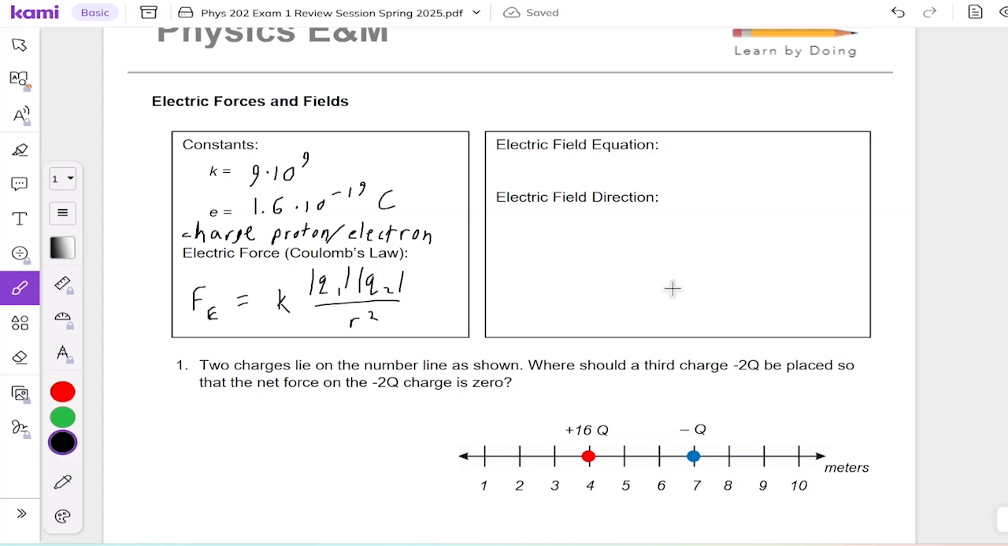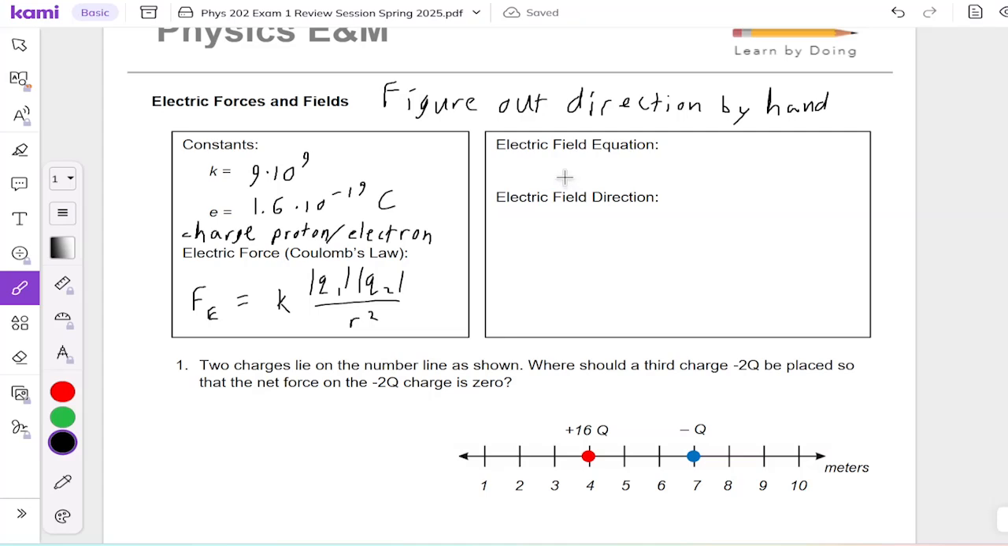So in other words, you're always going to see me, for forces, put absolute values here, and I have to figure out the direction by hand. And remember what that means. It means that opposites attract, like charges repel, for forces. One last thing about this equation, r squared. R is a distance. It's not just a radius, so it's some distance.